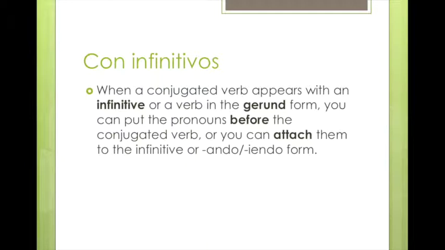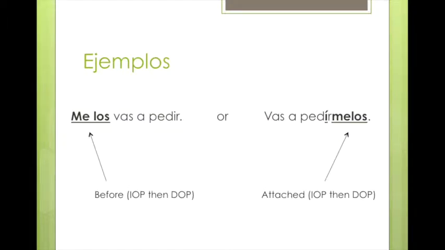but you also have the option, if there is an infinitive or if there is a gerund, and a gerund is a word that ends in ando or yendo, like bailando, colgando, escribiendo, all those kind of words. So on the left side, you see something normal. Indirect, then direct, and then verb. Me los vas. Indirect, direct, verb. There's no subject, but the subject would be tú me los vas a pedir.